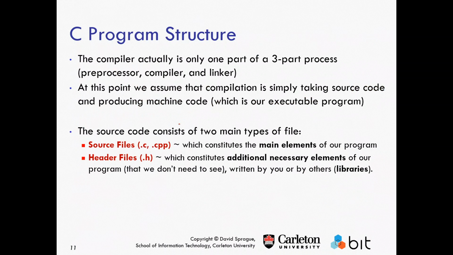So, human readable, and we have effectively two different types of files that we're going to be dealing with. We have source files, which are .c or .cpp files. These are where your main program is. And then we have header files, which we're going to see later on. We're not dealing with header files a lot right now. They're additional necessary elements, but essentially you can think of them as a table of contents or a library.